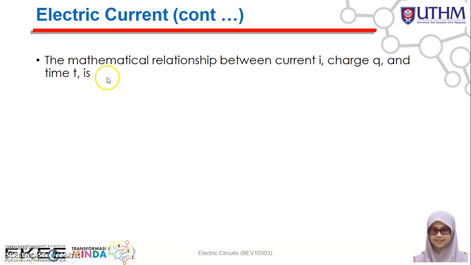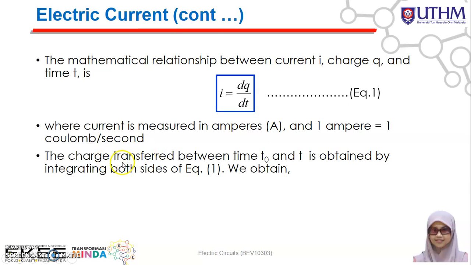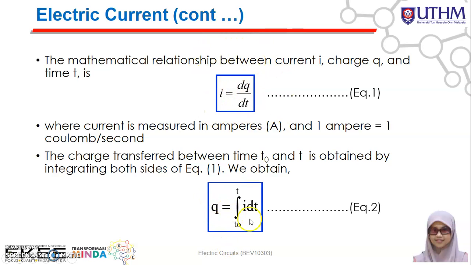The mathematical relationship between current, charge and time is represented by i = dq/dt, because i represents the rate of flow of charge over time. When current is measured in amperes, 1 ampere is equal to 1 coulomb per second. The charge transferred between time t0 and t is obtained by integrating both sides of this equation. So if you want to know how much charge is transferred between, say, 1 second and 3 seconds, you need to integrate this equation: q = the integral of i dt from t0 to t.